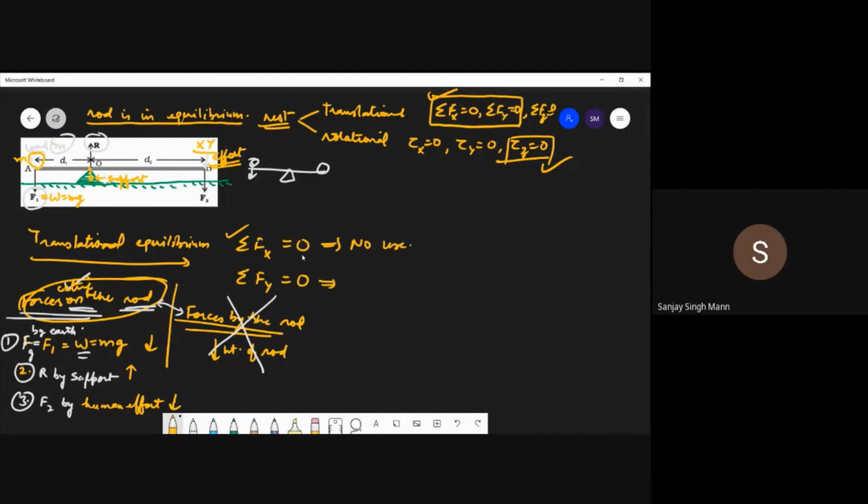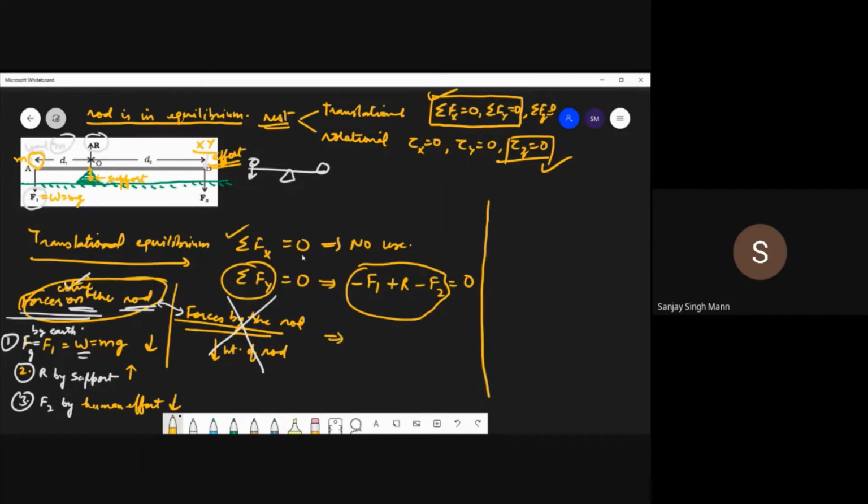What about this equation, Fy? All three forces are along the y-axis. This F1 is downward, so we'll take minus F1. This R is upward, so we will take plus R. And this F2 is downward, so I will take minus F2. And that is equal to 0. So this is the sum of all the forces along the y-axis. Is this clear, students?